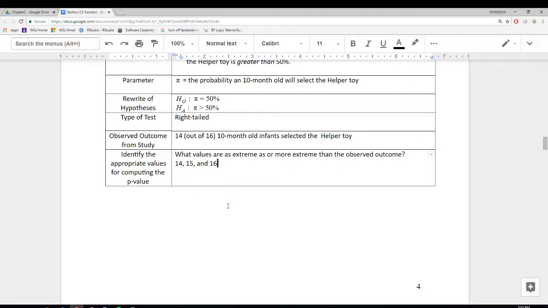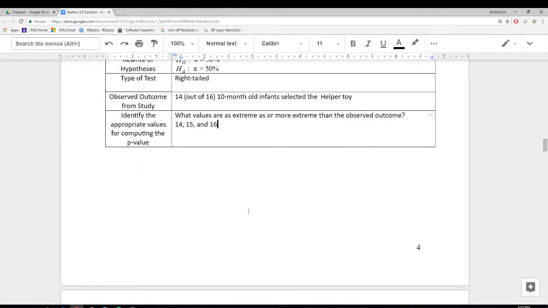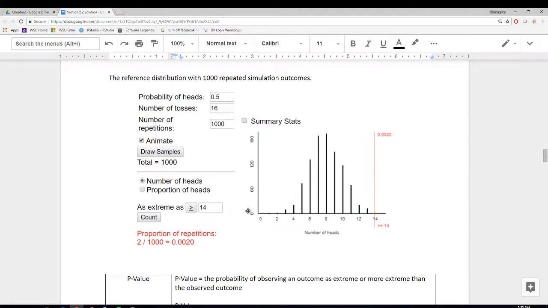So when computing the probability, or the p-value, we need to add up the proportion of dots that are at 14, 15, and 16. And again, the reference distribution app does that for us. This reference distribution app here was done with 1,000 repeated simulation outcomes. The parameter value is being specified as 50%. The number of tosses, or the number of trials, is 16 here. In the as extreme as box, we're going to select 14 here. Again, that's the study outcome.